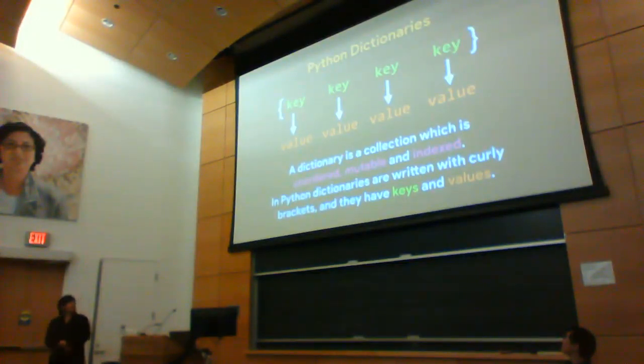Covered that. Mutable just means you can change it. You can add things, you can remove things, and you can change key value pairs. You can reassign new values to keys. You can get rid of key value pairs, add key value pairs.